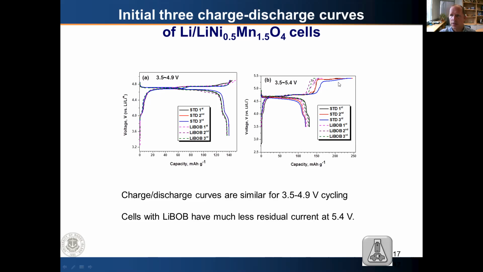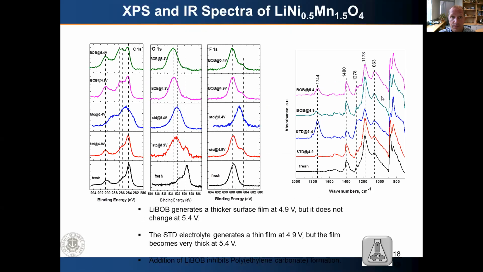at these high potentials. So what this suggests is that the presence of the LiBOB is generating a passivation film on the cathode, which is inhibiting these residual current flow reactions, which is inhibiting these electrolyte decomposition or electrolyte oxidation reactions that are occurring at the high potential.